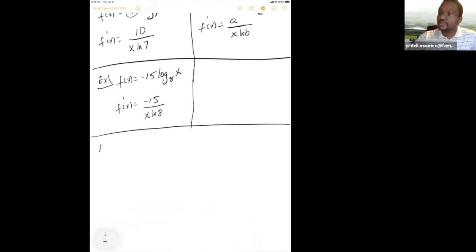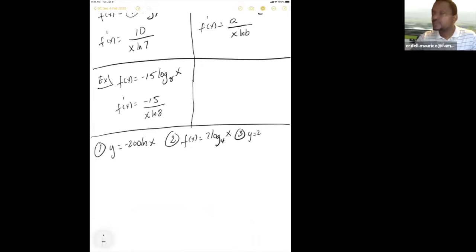So again, 3 questions, 3 answers. Number 1, y is equal to negative 200 ln x. Number 2, f of x is equal to 7 log base 4 of x. And number 3, y is equal to 22 log of x.